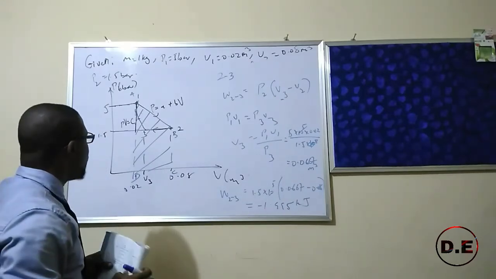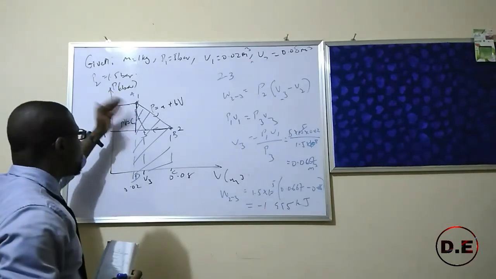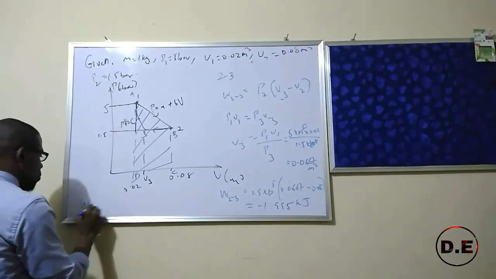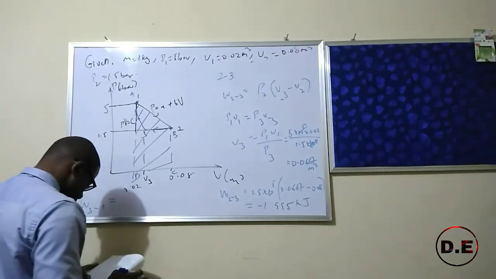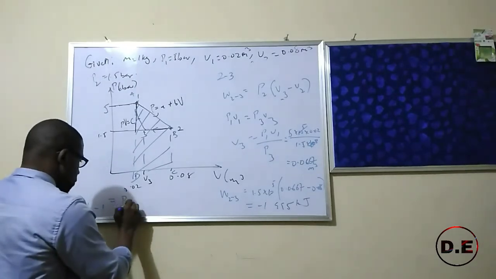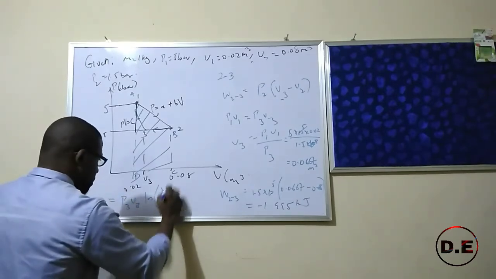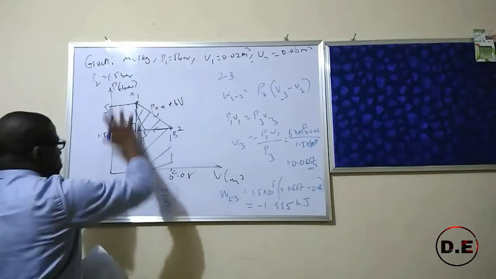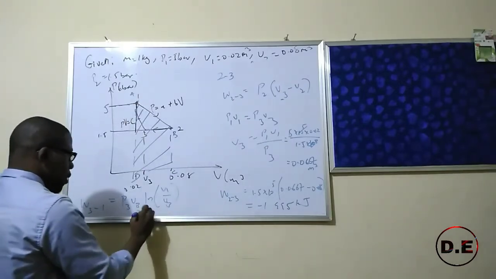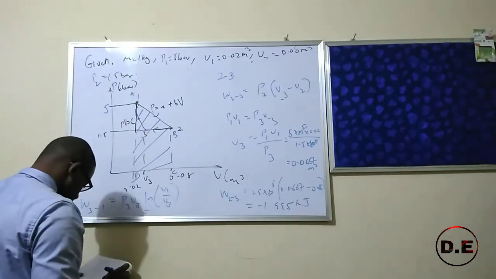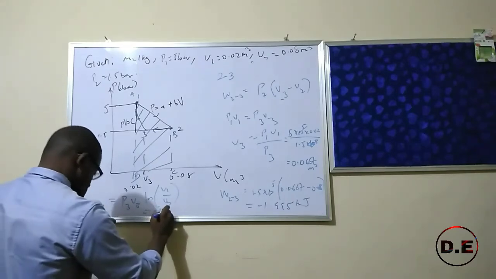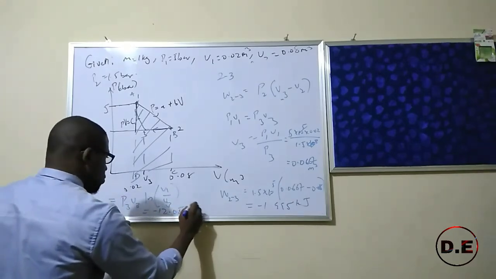The next and final work is the work W31. So W31 is equal to, we've seen this before, P3 V3 ln of V1 over V3. And if I put the parameters right here, we're going to have this W31 as minus 12.05 kilojoules.